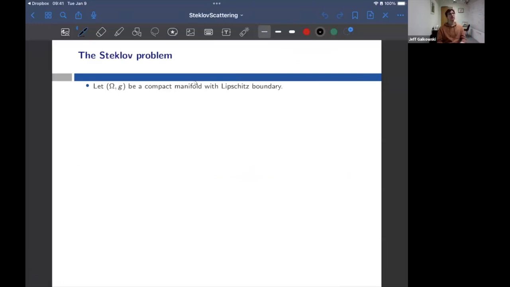So let me remind you what the Steklov problem is. Many of you are familiar with this, but just in case: we have some compact manifold with, say, Lipschitz boundary, and we're interested in solutions of the following spectral problem. You want a harmonic function in the interior of your domain, and you would like to find functions which satisfy the so-called Steklov boundary condition, that is, their normal derivative is a multiple of the Dirichlet value.